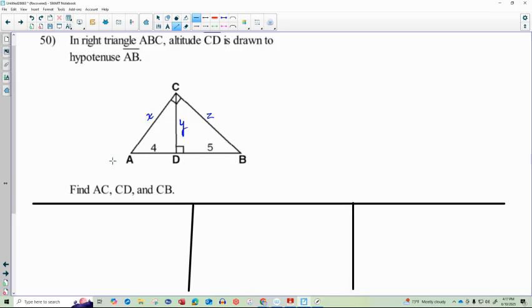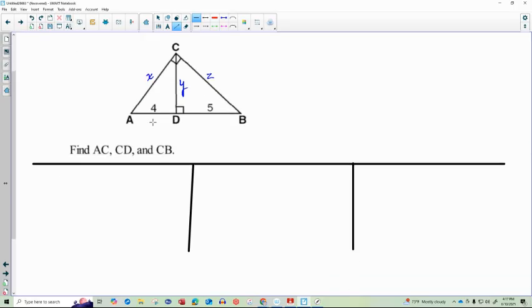Let's begin with AC. Let's find AC first. AC is our x. So you have to ask yourself, what is AC? If you look at the big right triangle, you can see that it is a leg. And with a leg, you also have the hypotenuse involved, which is this whole thing, which I'm going to have to add up, 4 plus 5, which is 9.